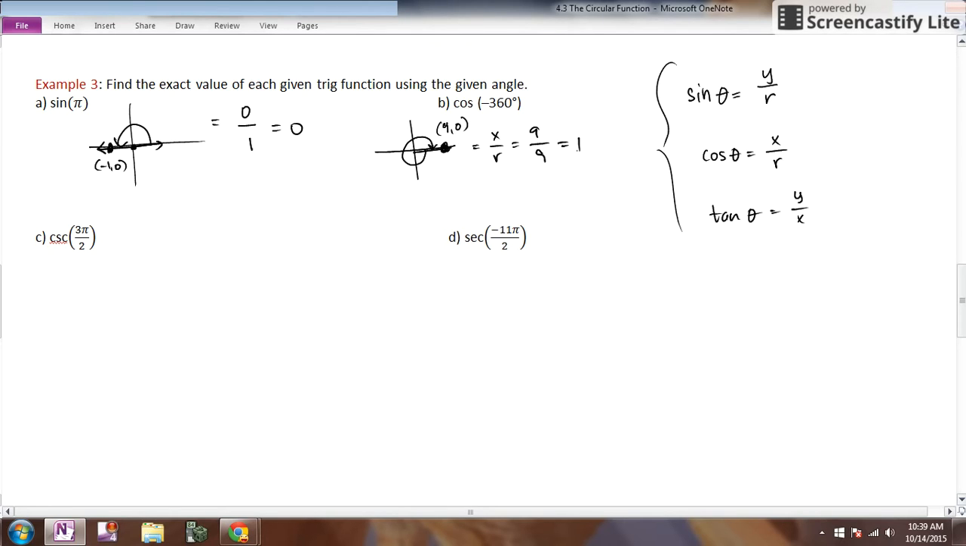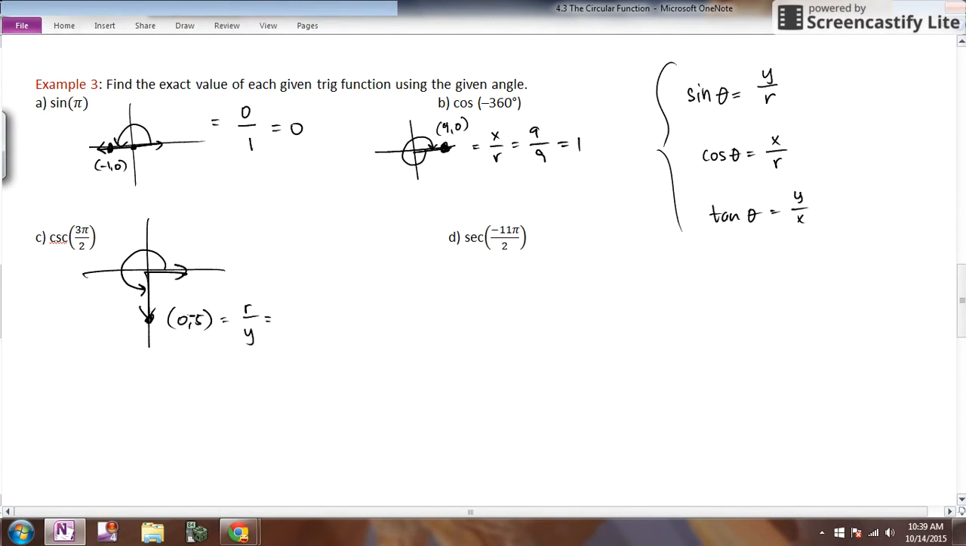All right, what about 3 pi over 2? Well, I know where 3 pi over 2 is. That's 1.5 pi's. That's right here. So there's my angle. I will pick any point I want here. Let's pick the point 0, 5. Now cosecant is the opposite of sine, so that's going to be r over y. Well, if you do the math, r is 5.